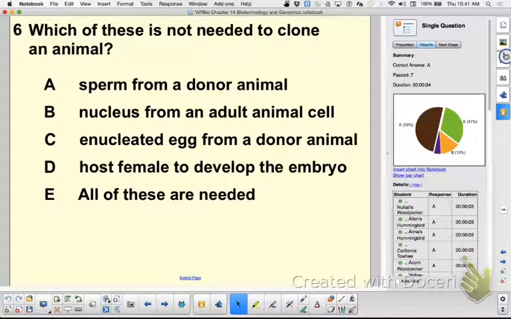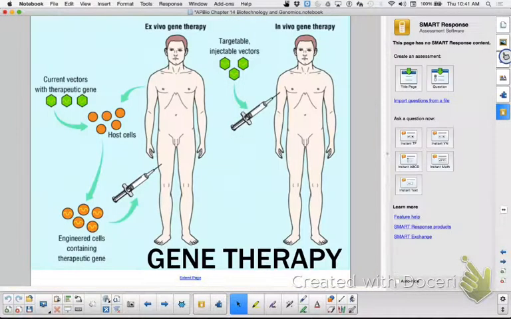All right. Now we're going to move on to gene therapy in general. Okay. You could just say there is ex vivo and in vivo. How are you going to tell the difference? Look at the picture.